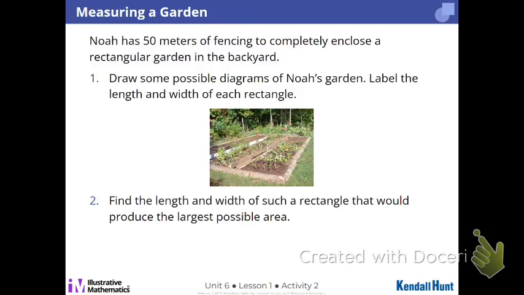Our first setup for today is this. You've got 50 meters of fencing. It's your job to make the biggest garden possible. So what measurement are you looking for if we're saying biggest garden? Length and width. Well, length and width matter.